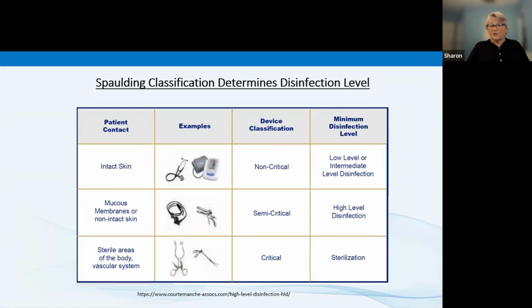The first is critical, and these are items that contact sterile areas of the body or the bloodstream. Then we have semi-critical, which contact mucous membranes, those lips, eyes, mouth, etc., or non-intact skin. And then we have non-critical, which contact intact skin. So environmental surfaces fall under the non-critical category because they encounter intact skin. And our focus today will be on non-critical patient care items and surfaces.